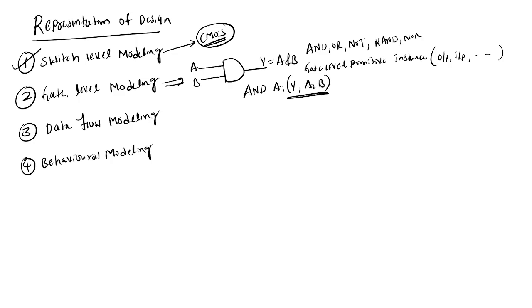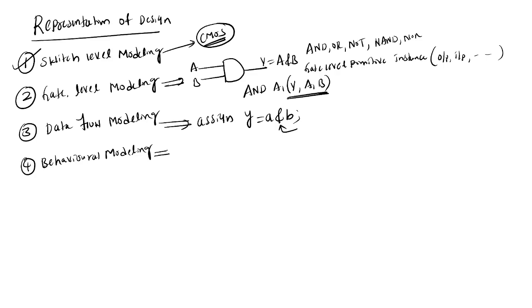Next, data flow modeling means you are representing in terms of expressions. Suppose you are using a continuous assignment statement, that is assign. Assign Y equal to A and B. This is a bitwise logical operator; these operators we will discuss. So Y equal to A and B. This is data flow modeling.